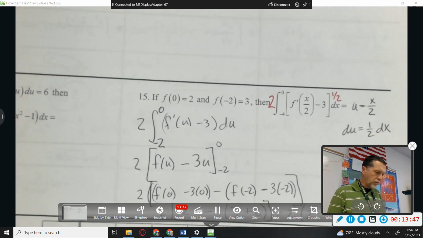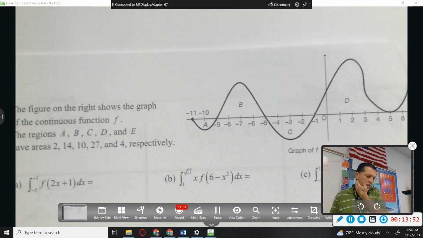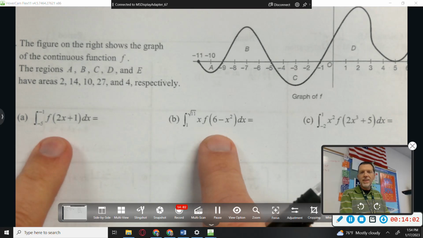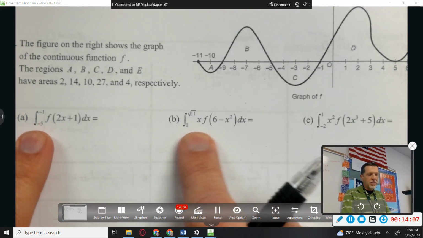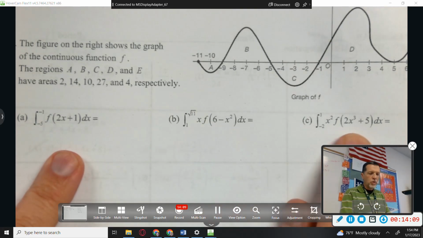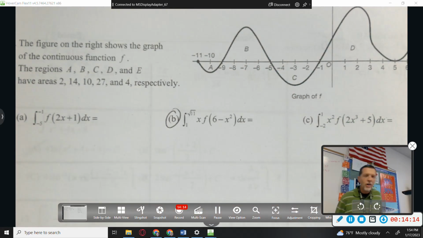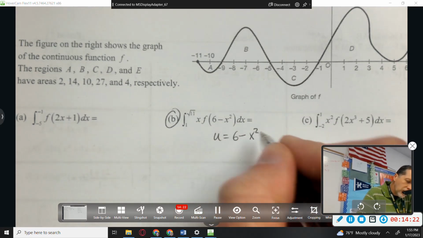Do we need to do something from 13? Yes, please. Let's do A, B, or C. It doesn't really matter because you can look and see if you pick u to be the inside stuff, du is going to be the outside stuff. Maybe with a 2 or a negative 2 or a 3 or something out there. So I guess let's do B. They look all pretty much the same, so I'm guessing B is the middle difficulty one. So let's let u be 6 minus x squared.